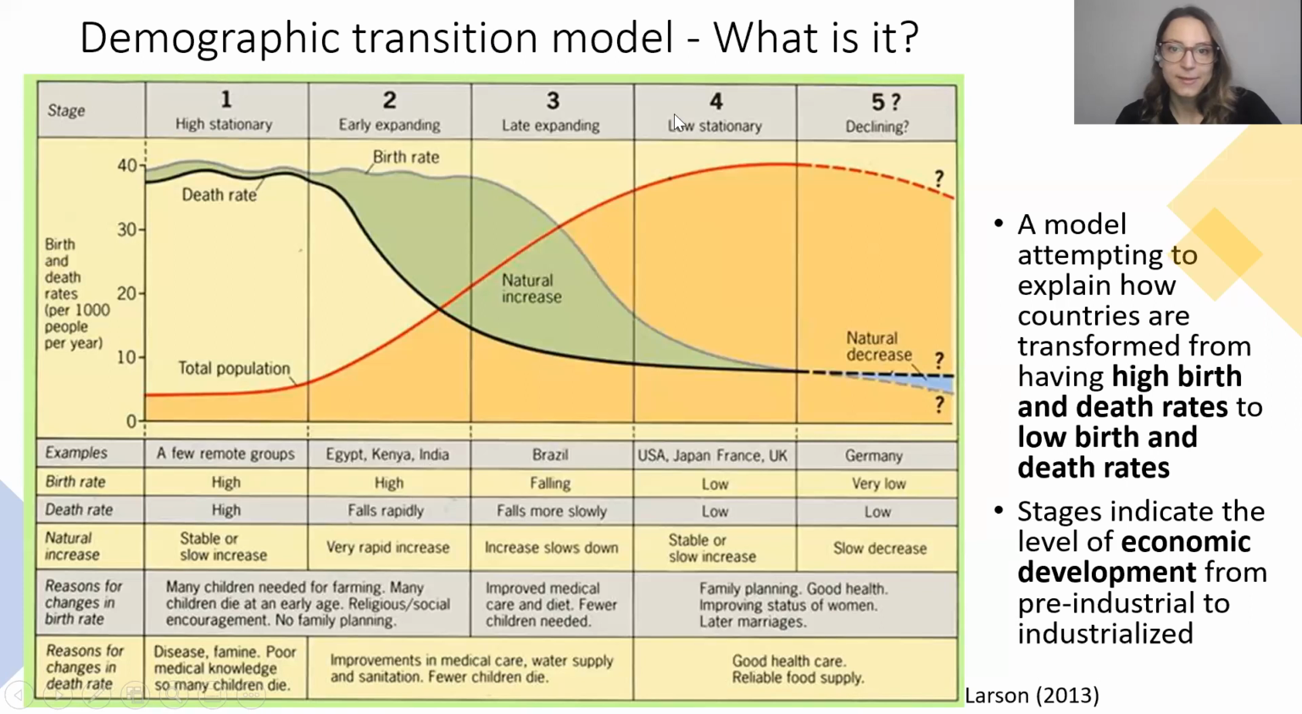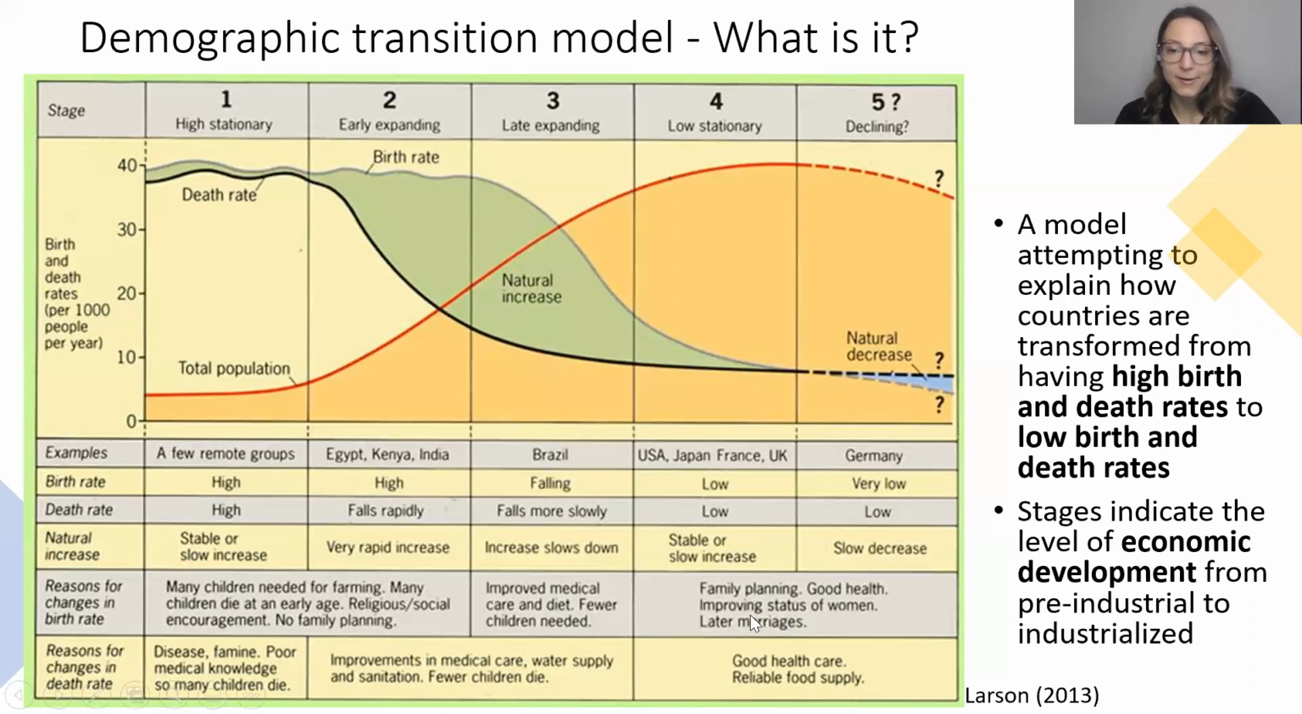And then we come to this fourth stage, this low stationary stage. So this type is characterized by both low birth rates and low mortality rates. So low, in fact, that the population growth is really, really stable. It's increasing only at a slight pace, definitely not experiencing any exponential growth. So it's a very slow, stable increase.